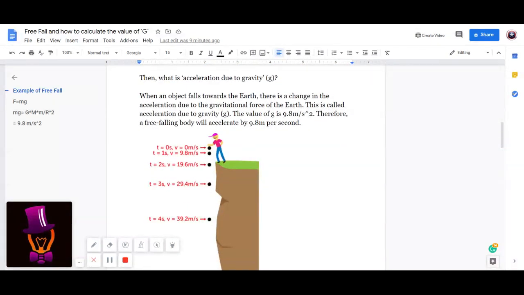Then what is acceleration due to gravity, which is denoted by small g? When an object falls towards the Earth, there is a change in the acceleration due to the gravitational force of the Earth. This is called acceleration due to gravity, which is denoted by small g. The value of small g is 9.8 meter per second square. Therefore, a free-falling body will accelerate by 9.8 meter per second every second.